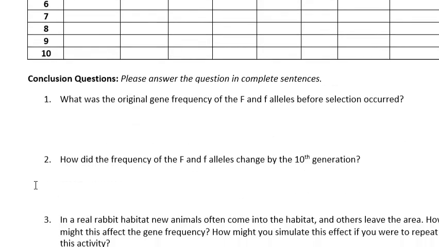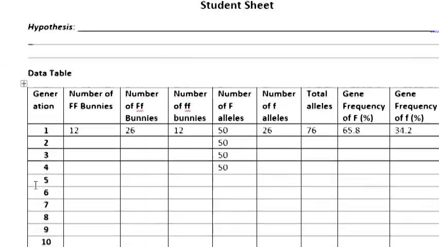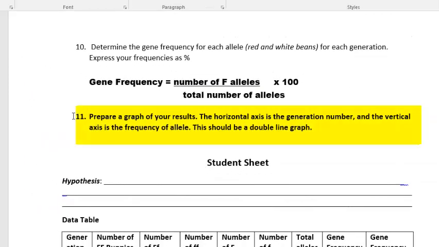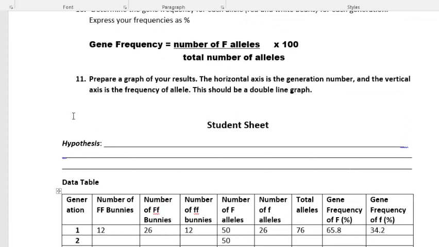Okay? And I'm taking 2 grades on this. I'm taking a grade for the conclusion questions, and then I'm also going to be taking a grade for the graph. Okay. Now up here, there are instructions for the graph. So I want you to pay attention to number 11. It says to prepare a graph of your results. The horizontal, which is the x-axis, is the generation number, and the vertical, which is the y, is the frequency of alleles. Because you have 2 frequencies, one of them is dominant, the other one is recessive, this is going to be a double line graph.